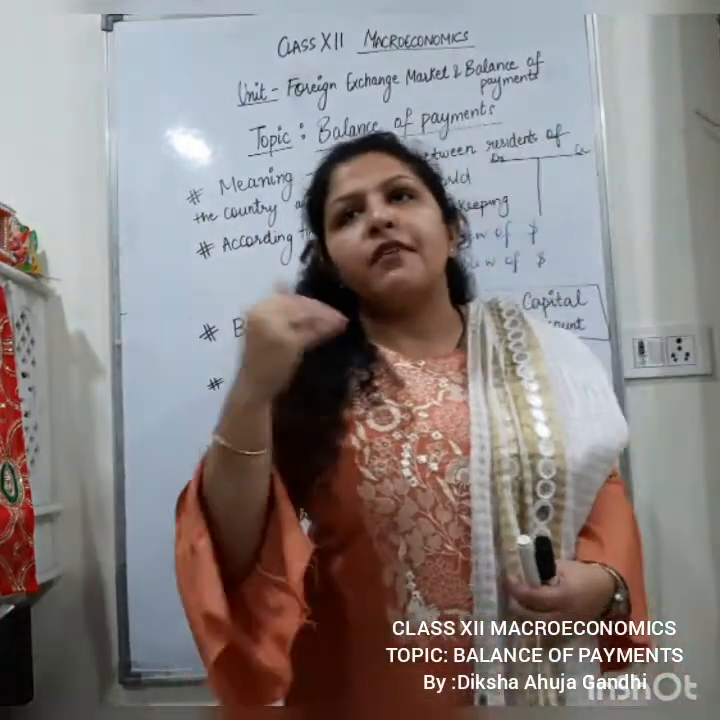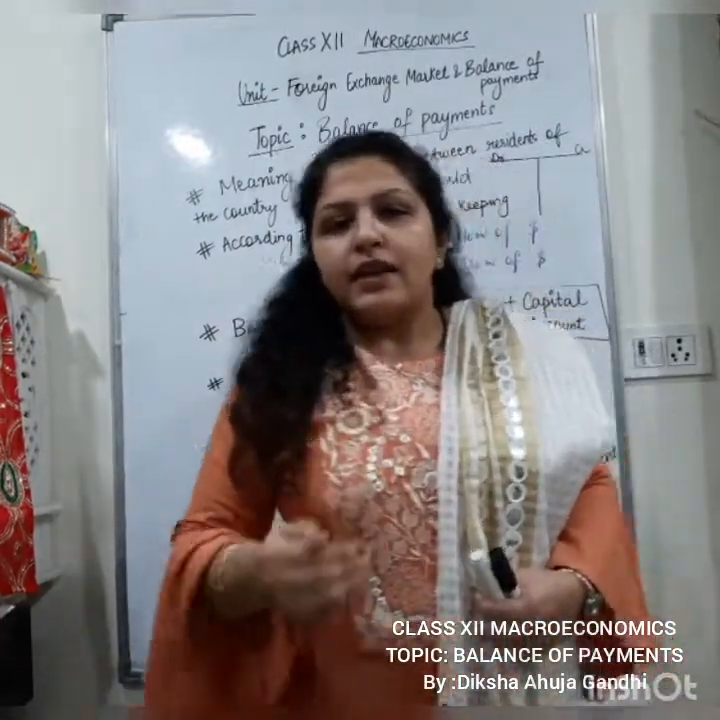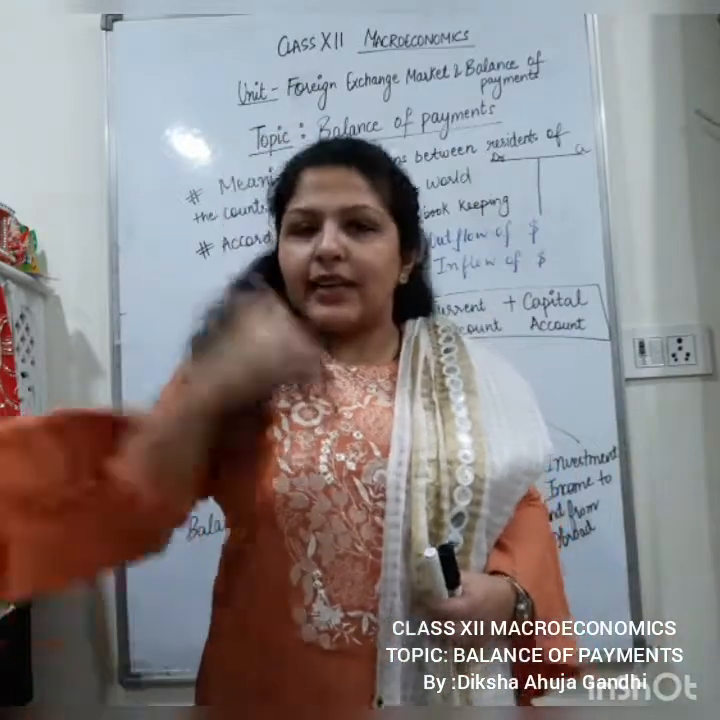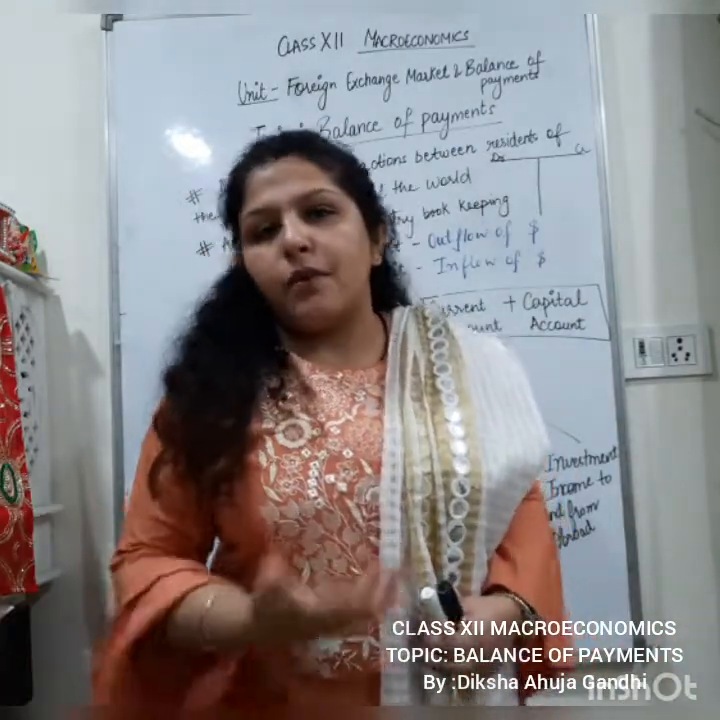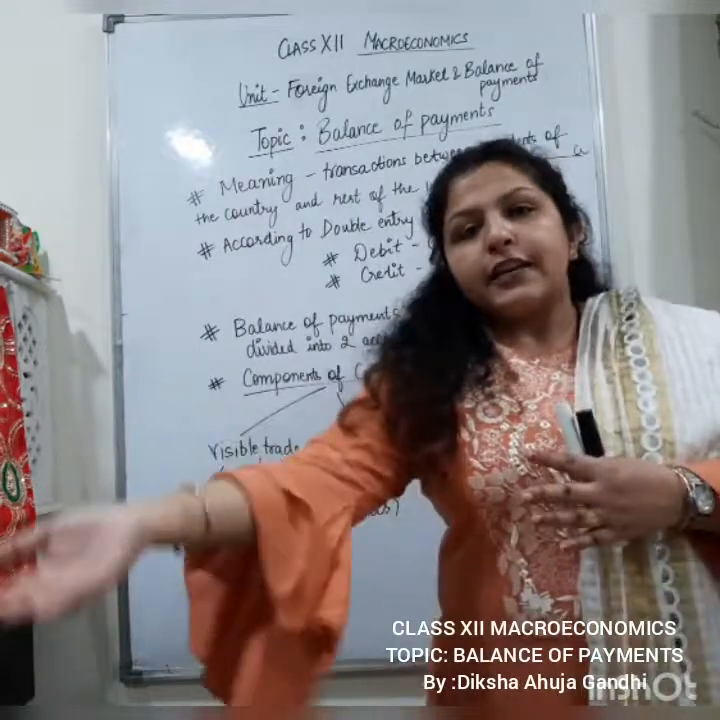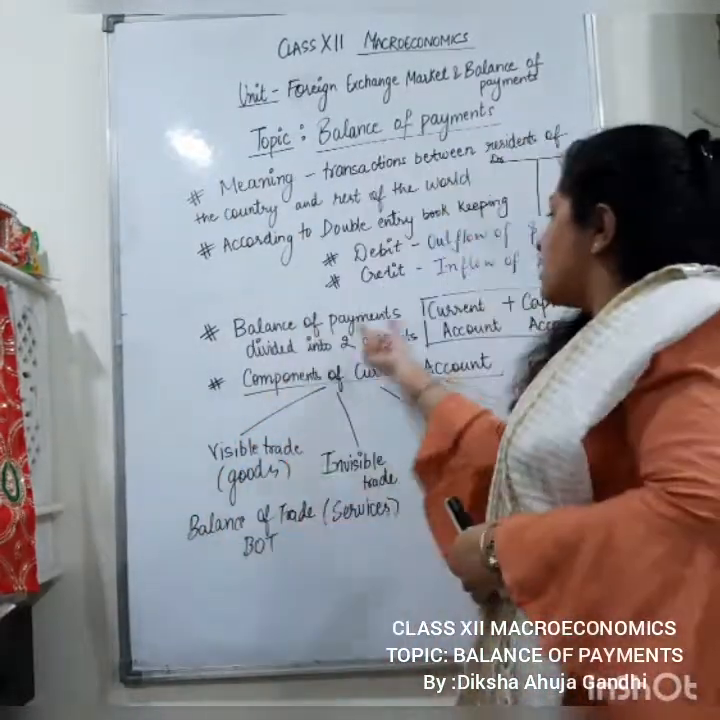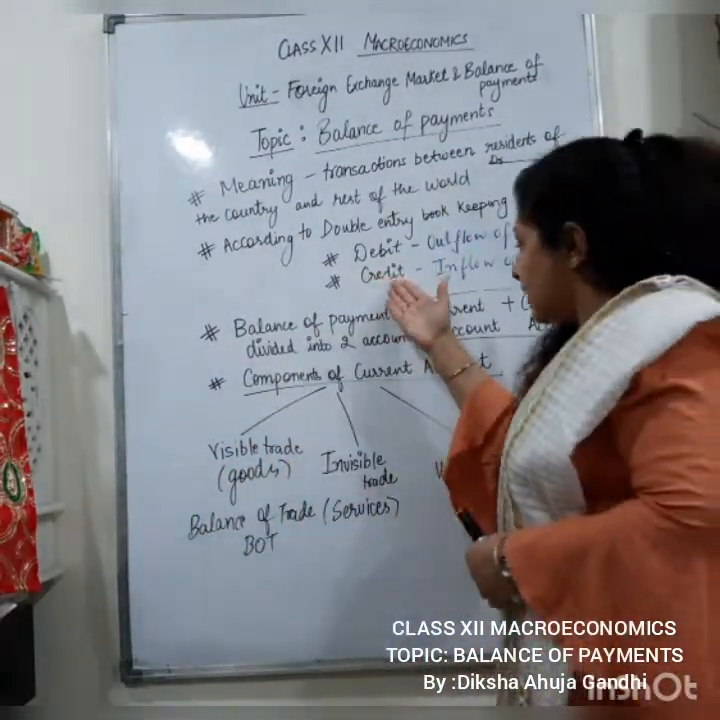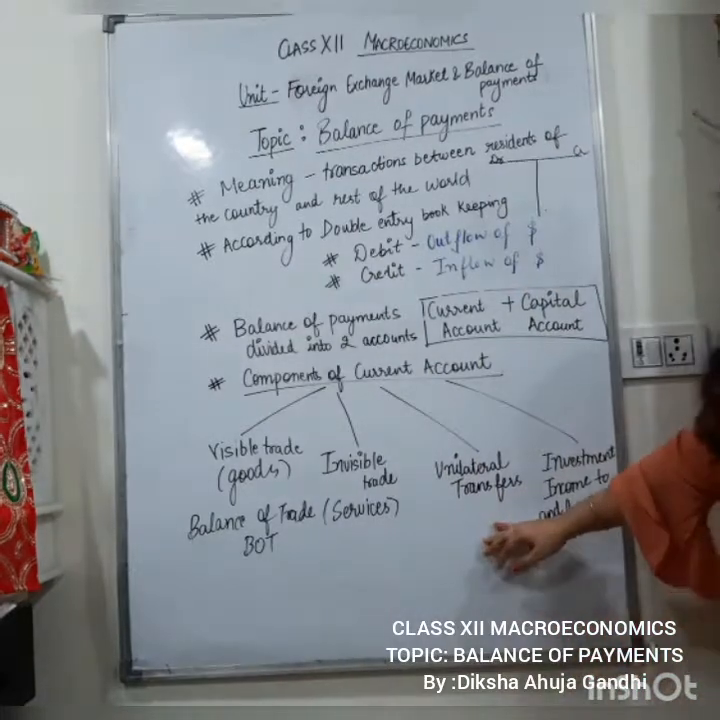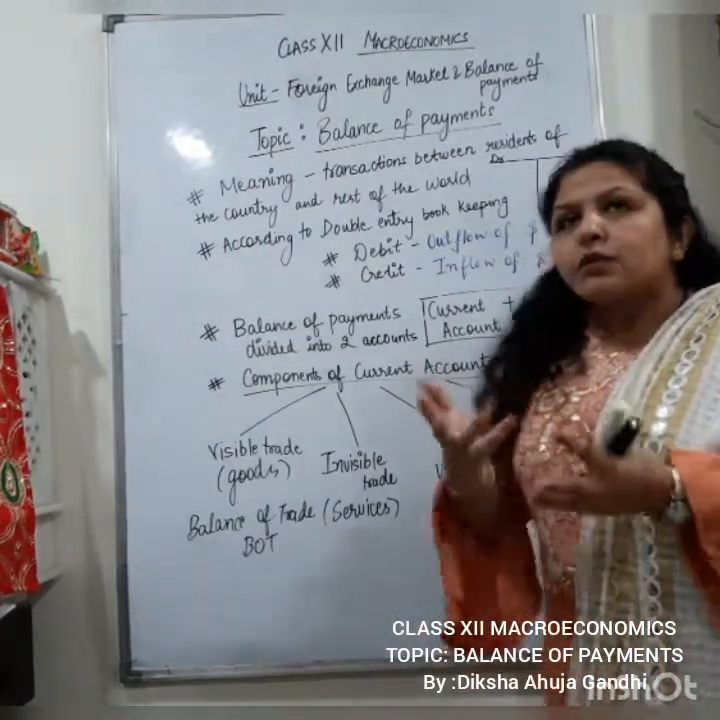Similarly, if one of my friends is sending a grant to me, or some government is getting a grant from another country, that is also a one-way transfer, and definitely an inflow of dollars is coming, so it will come on the credit side. So these are unilateral transfers from and to abroad.